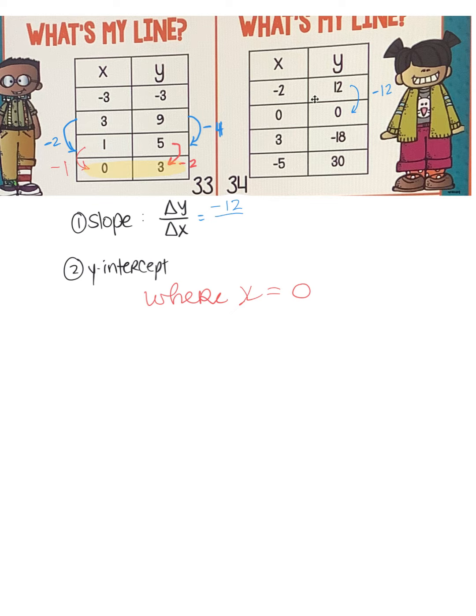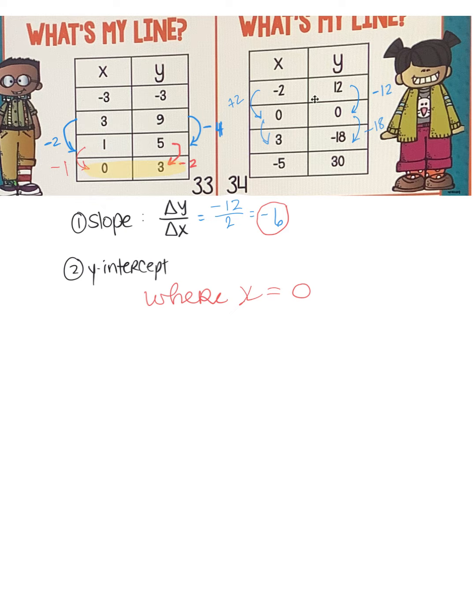Divided by the change in x. I have to go with the same matching points. So from negative 2 to 0, it got bigger by 2. And negative 12 divided by 2 is negative 6. Okay? It could have been any 2 points. That just seemed like the easiest. If I went this way, that got smaller by 18, and this got bigger by 3, and negative 18 divided by 3 is also negative 6. So I'm very confident in telling you the slope is negative 6.